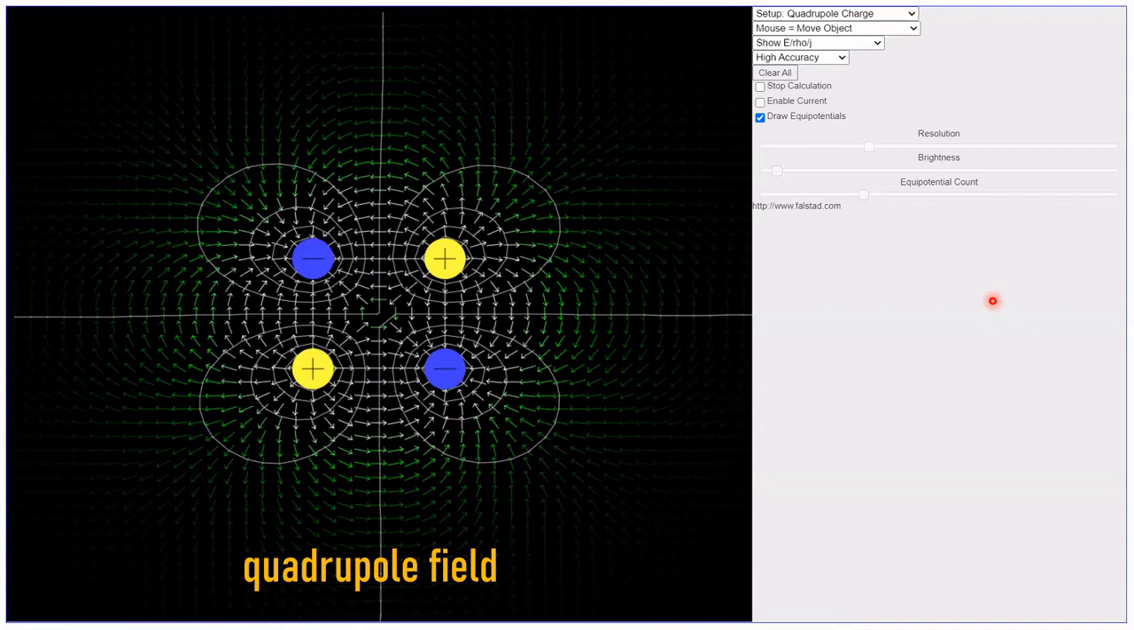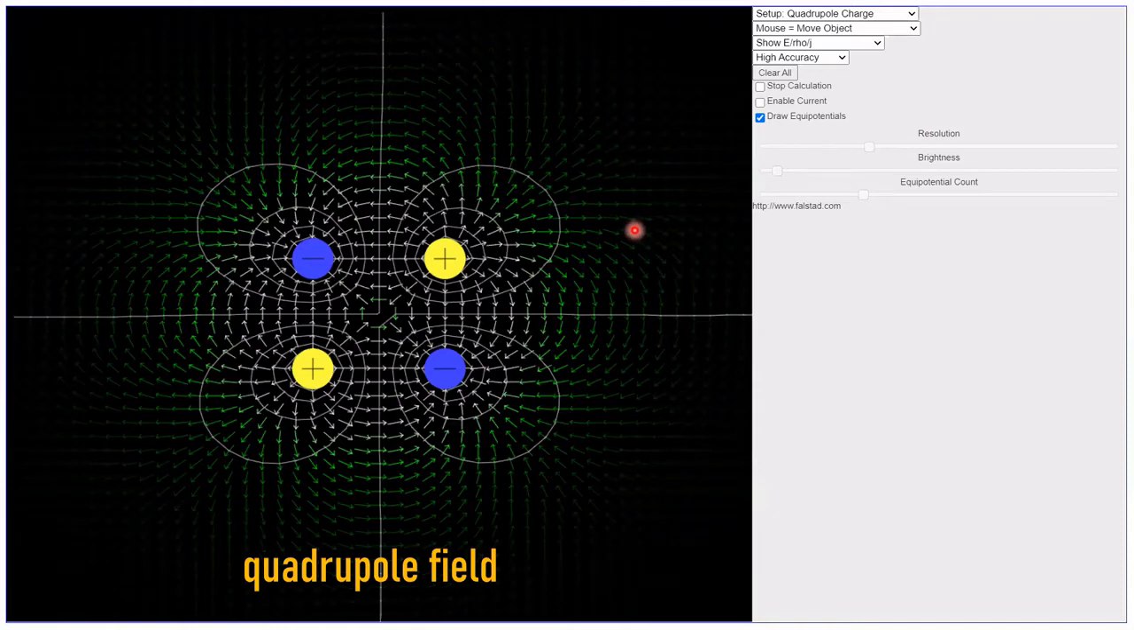Here's the field around a quadrupole. You can count them: 4 charges, 2 of each sign. That's a more interesting electric field. What does the field tell you? Well, what can we infer from this?